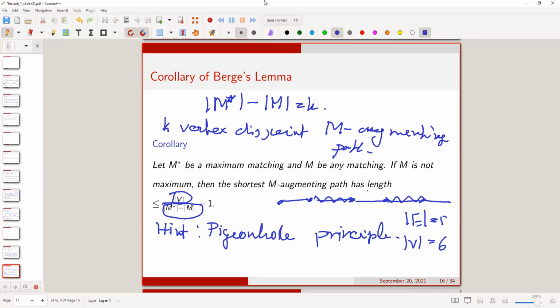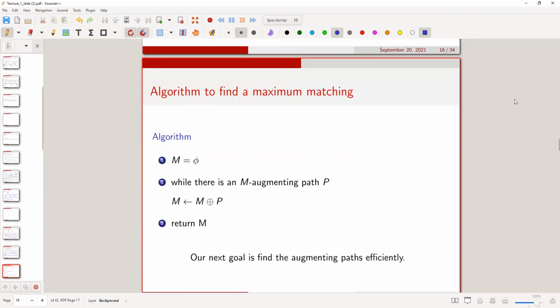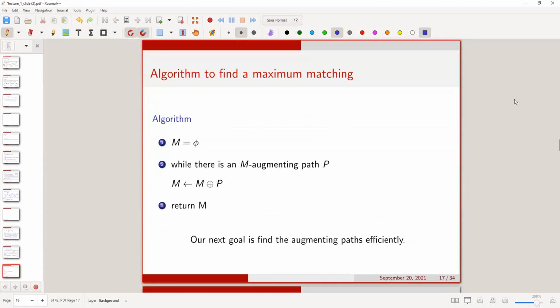Okay, so if it is fine till now, then we can move to the next part. So how do we compute a maximum matching? We have seen from the Berge's lemma, it is obvious, I think. We start with an empty matching, and if we find an augmenting path, then we take the symmetric difference and we continue until we don't have any augmenting path, and then we return that matching, and that matching will be a maximum matching.